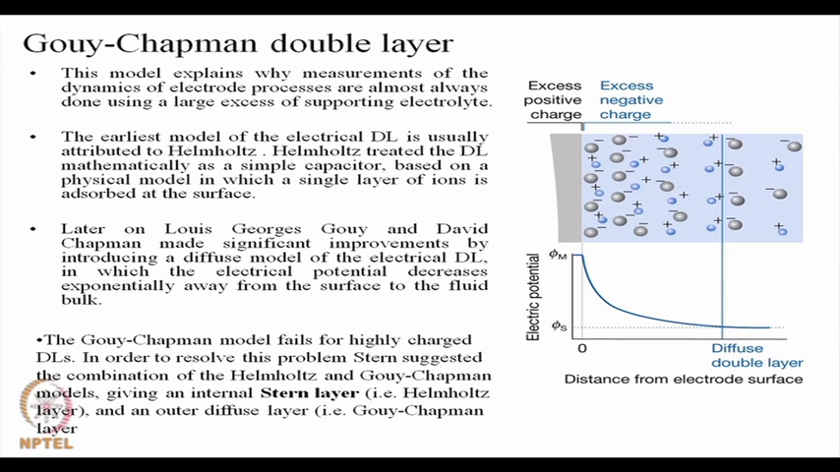So, if you look at the Gouy-Chapman model, you see that at the electrode surface there is an excess of positive charge, and as you move away from the surface of the electrode, there is some excess of negative charge, but that is going to be diffused, going to be lowered as you move to a larger separation. So, for highly charged double layers, you have to think of a different model, that is a combination of Helmholtz and Gouy-Chapman, and it is introduced by Stern.